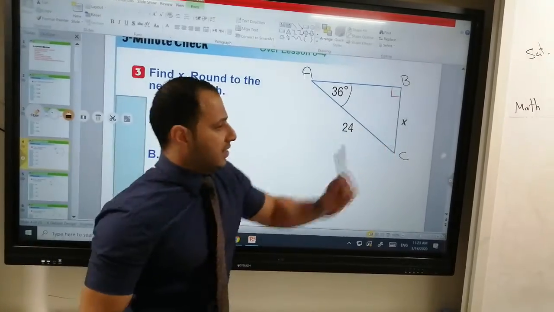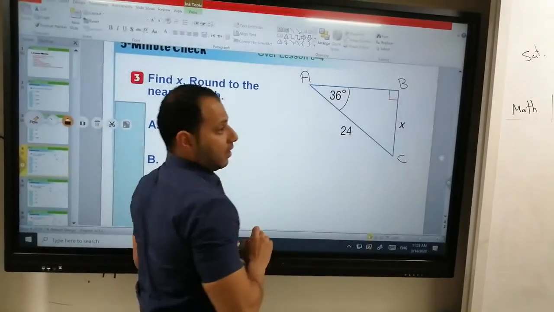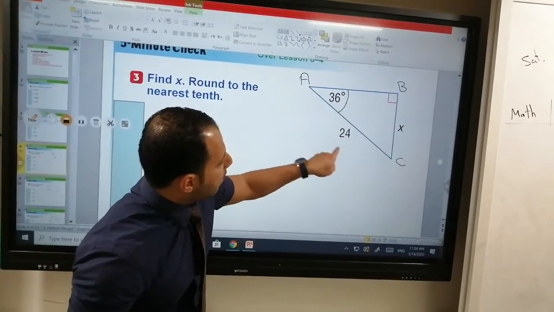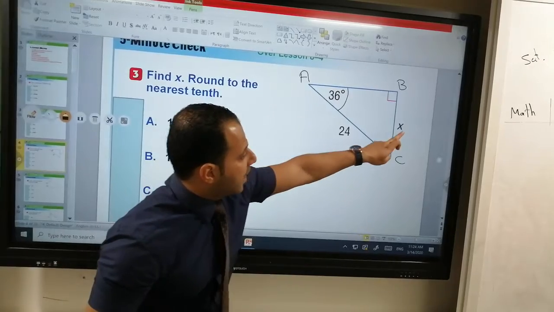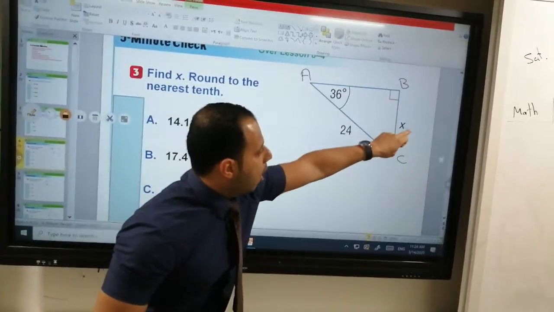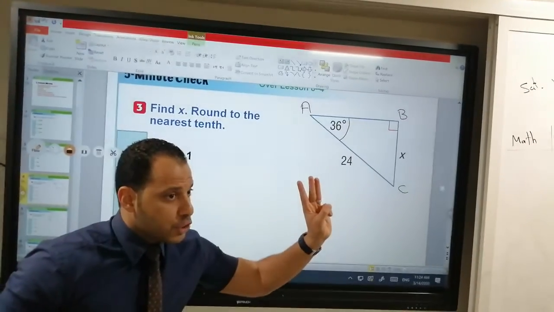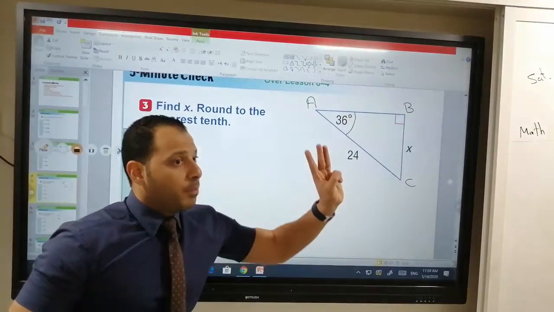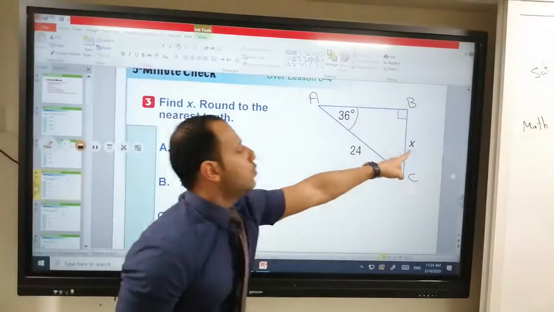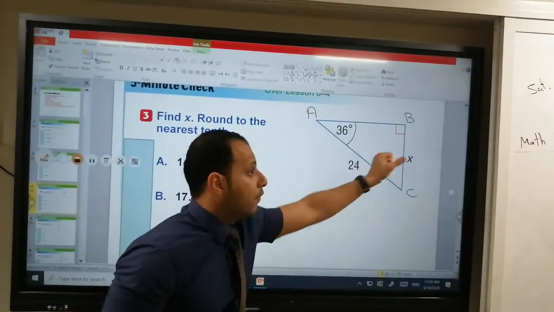He needs to find x. X represents what to angle A? It's opposite. And he gives you the hypotenuse, which is equal to 24. So now the relation between the opposite and hypotenuse. I must choose one of the three main trig ratios, and I choose the first one, which is sine. Why, Mr., do you choose sine?